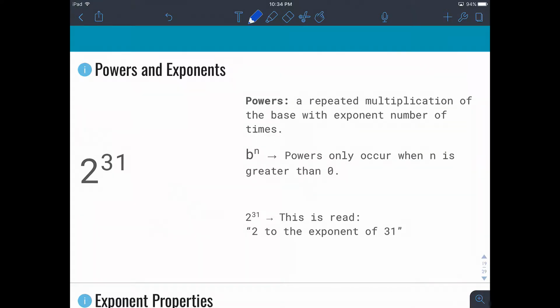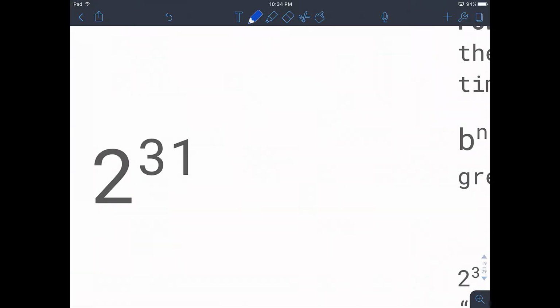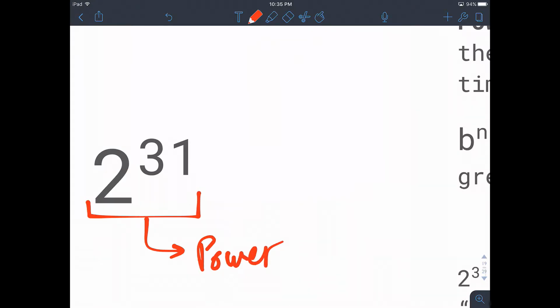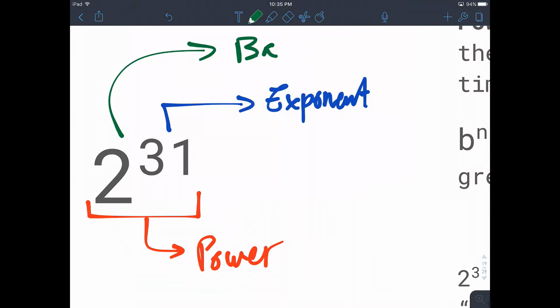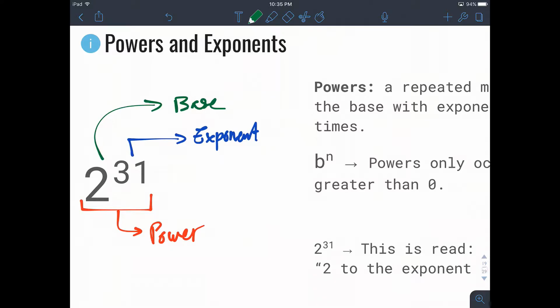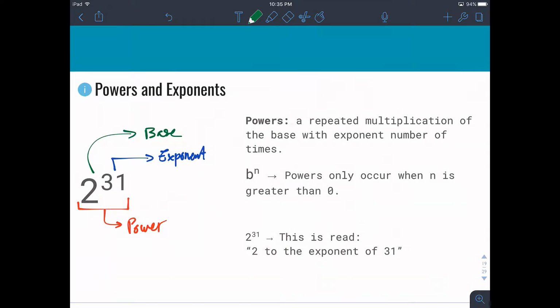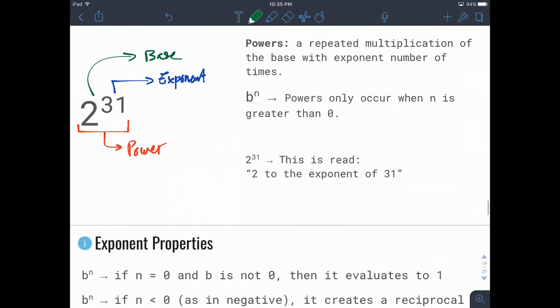And if we look at the number 2 to the exponent of 31, that is read 2 to the exponent of 31. I just want to reiterate that this entire concept is a power, where the number 31 is our exponent, and the number 2 is considered our base. Therefore, that's why we read this power as 2 to the exponent 31.